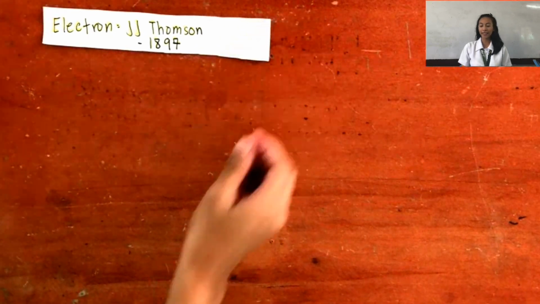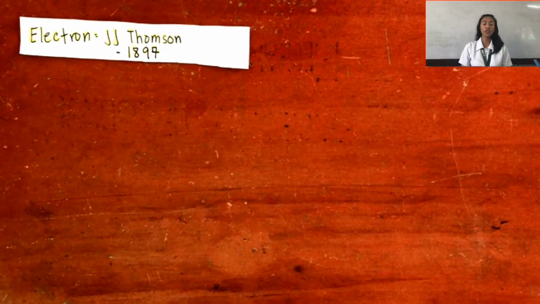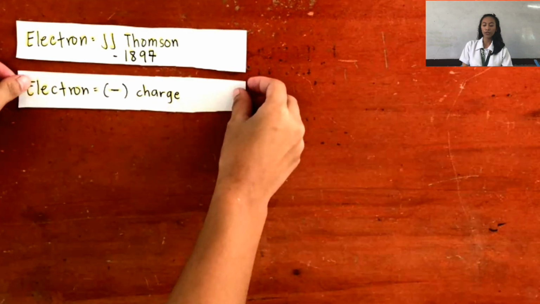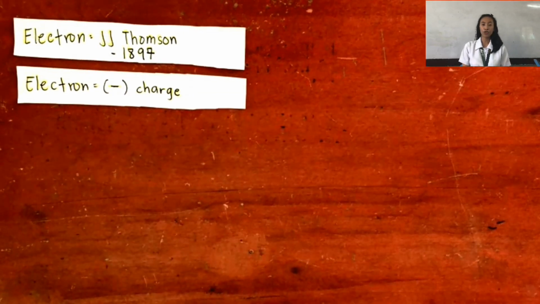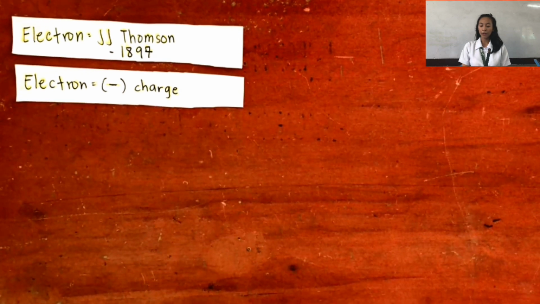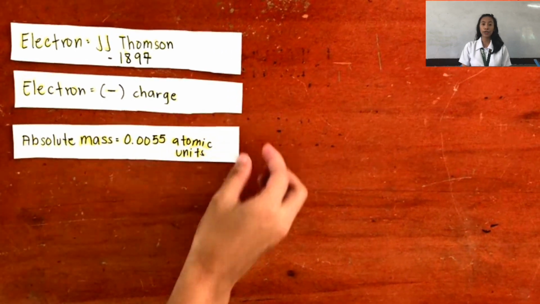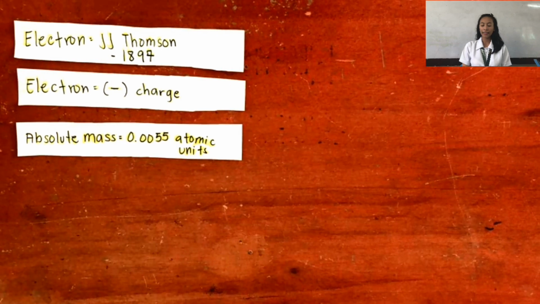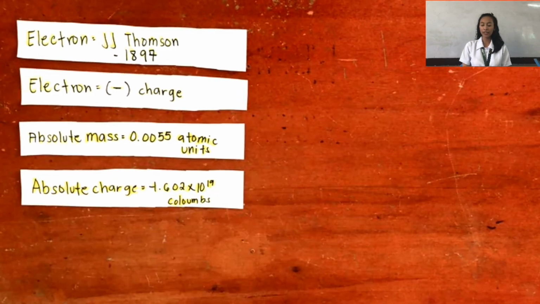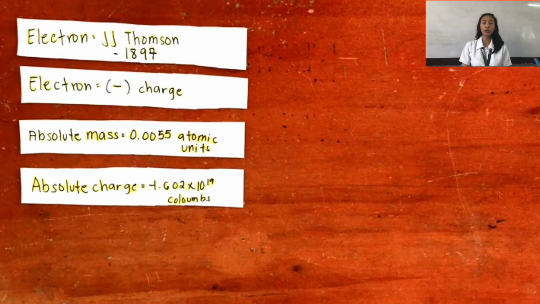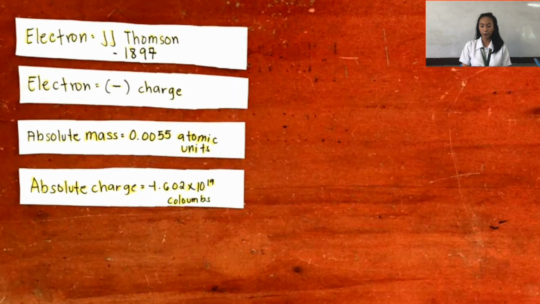So the second one is electron. Electron was discovered by J.J. Thomson in 1897, using the cathode ray experiment. Thomson demonstrated the ratio of mass to electric charge of cathode rays. So the cathode rays have a negative charge. The absolute mass of electron is 0.0055 atomic mass units, and the absolute charge of electron is negative 1.602 times 10 to the 19th power. The third one is neutron.